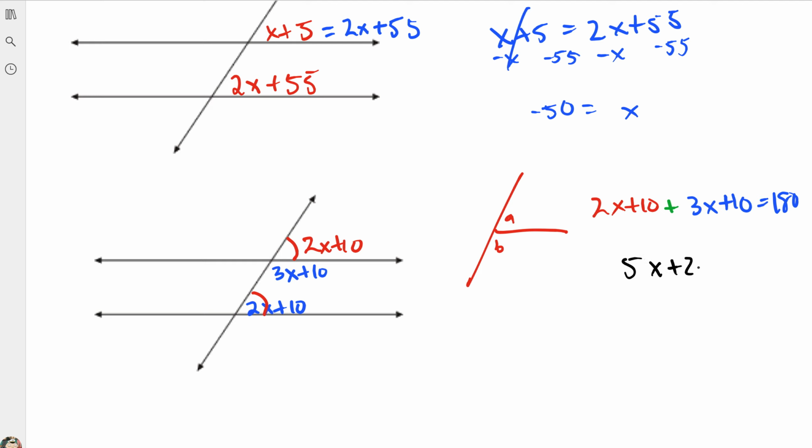So 5x plus 20 is 180. Subtract 20 on both sides. 5x is 160. Divide both sides by 5. And x will be 32. If you wanted to get the angle, we could plug that number in.